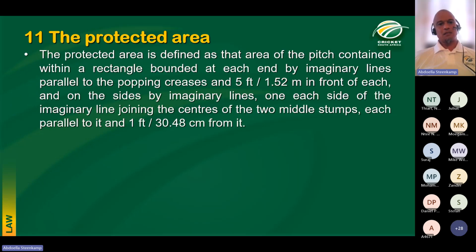What is this? It's a rectangle area, and there are marks on the pitch that guide us where this area is. So it's not marked on the pitch itself, but we'll see in the next slide. The first mark is 5 feet or 1.52 meters in front of the popping crease. And then there are also marks 30.48 centimeters from the middle stump.